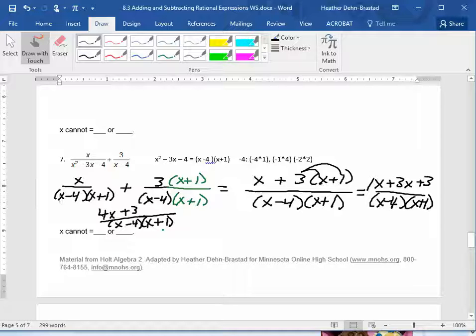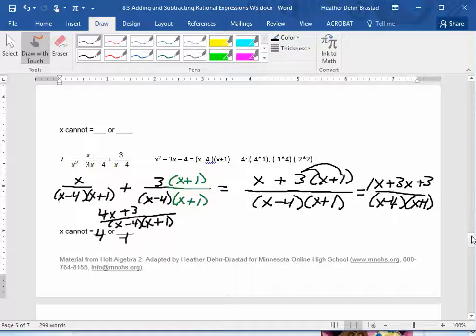And x cannot equal 4, and it cannot equal -1, because if I plugged either of those in, one of the factors would be 0, and 0 times anything is 0, so that would not be allowed. That would be undefined at 4 or -1.